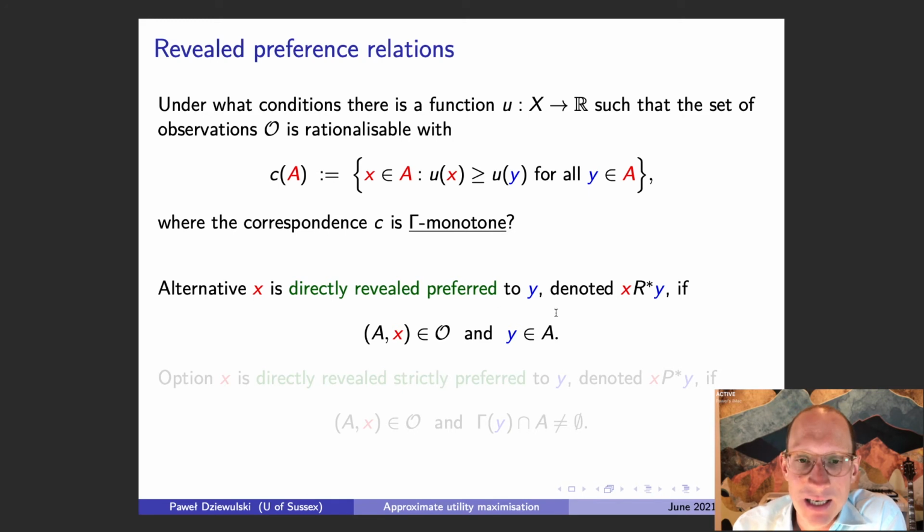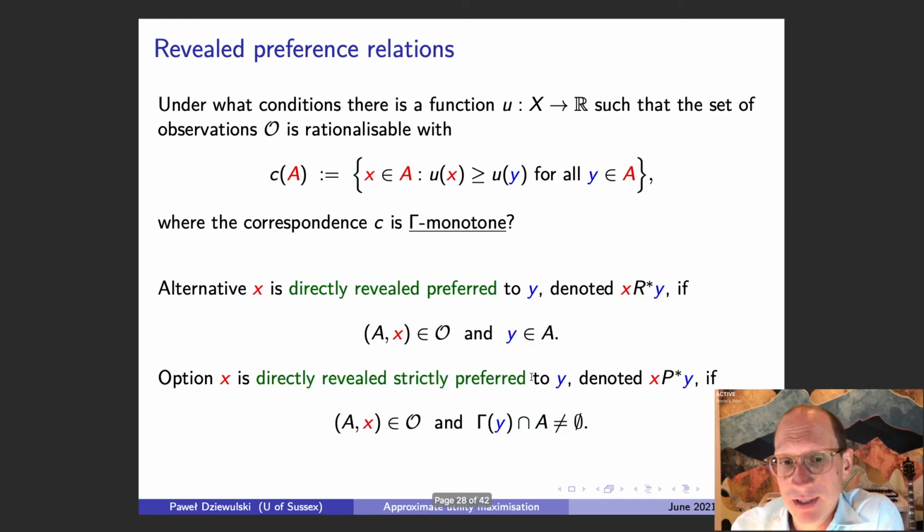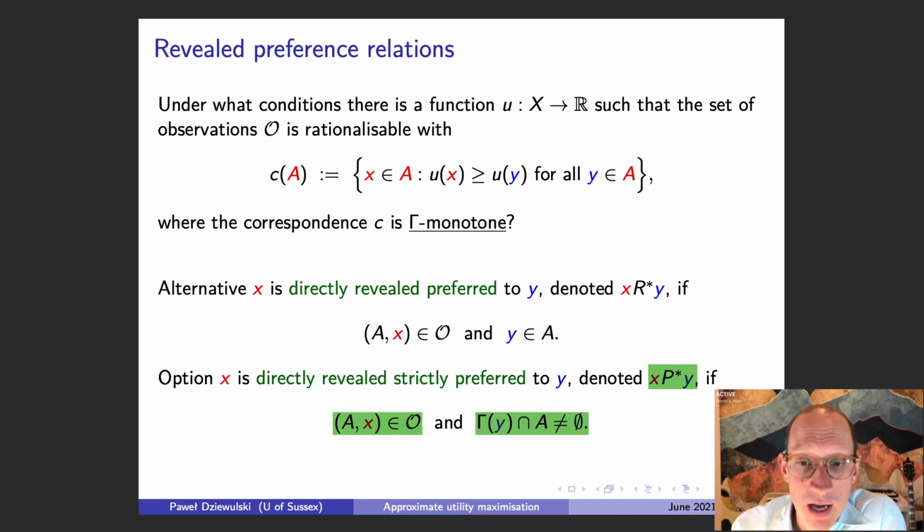So I will say that X is directly revealed preferred to Y, which I denote by this, whenever X was chosen when Y was available. It's as standard as possible. I can also have a strict version of this relation, and I will say that X is directly revealed strictly preferred to Y whenever X was chosen when something objectively better than Y was available. Essentially, X was chosen over something objectively better than Y. That's when I say that X is directly revealed strictly preferred to Y. It's a very standard and, I think, not at all controversial definition.